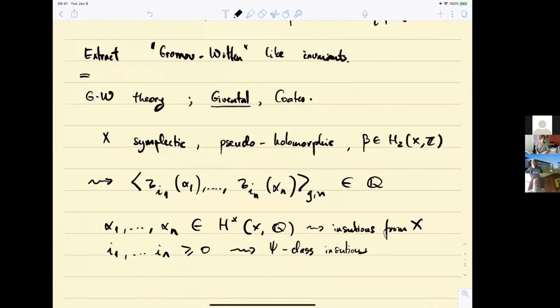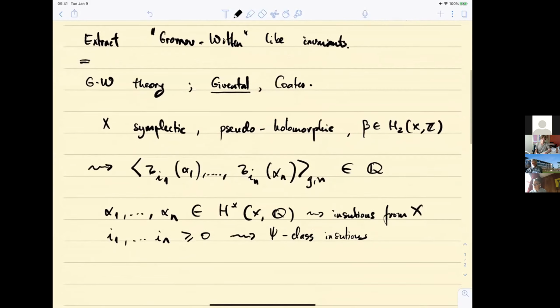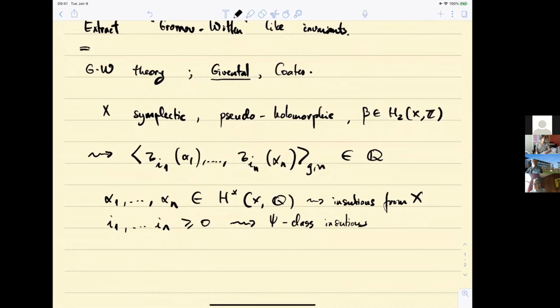For those of you who know a little bit about Gromov-Witten theory, these are sometimes called full descendant, full topological, full gravitational descendant invariants, something of that sort. So you get this huge list of invariants. Maybe I should have said g is a number greater than or equal to 0, which indexes what genus you are in.